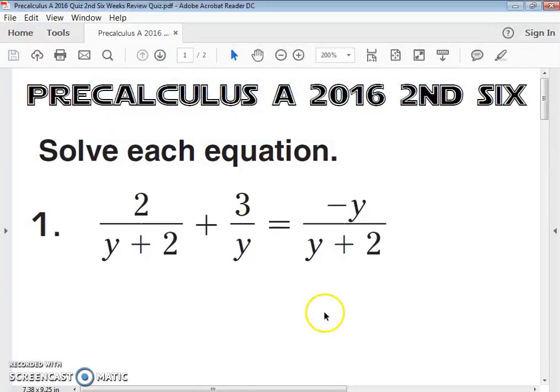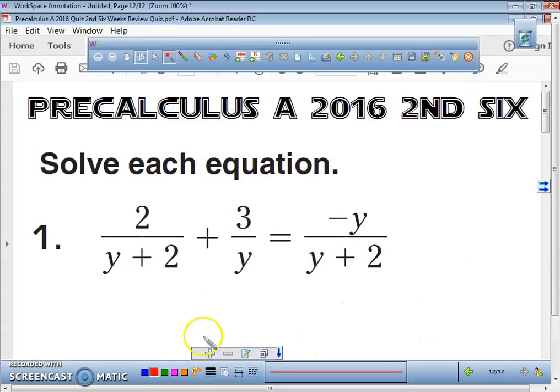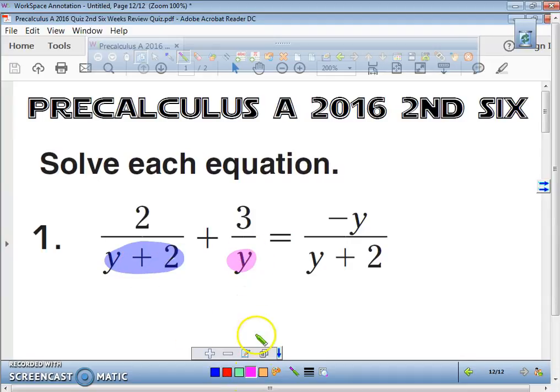We're doing a little review for our 6 weeks test. Right now we're going to learn how to solve this rational equation. You'll notice in the denominator we've got a y plus 2, we've got a y, and we've got another y plus 2.